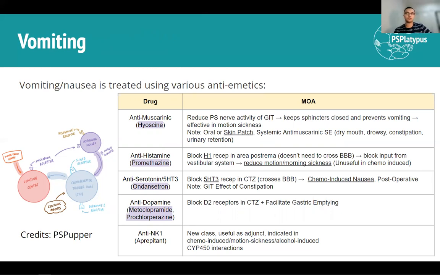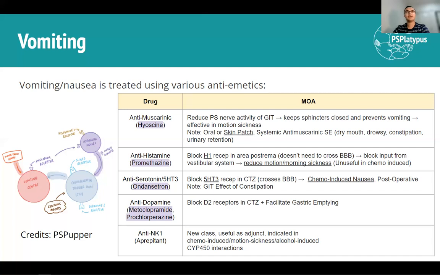If you close off your sphincter, it'll mean that the vomit won't be able to eject up and be spewed up. And so that's very effective in motion sickness. Now, the main thing you have to know for this is that, again, it can come in two forms, an oral or skin patch.